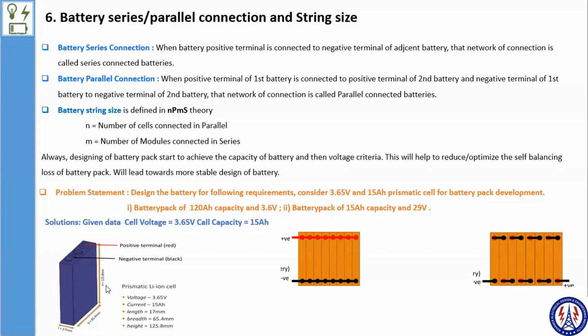Now, what is the input they have shared with us? Voltage 3.65, capacity 15 Ah, and they have stated the physical dimensions: length, breadth and height 17 mm, 65.4 mm, 125.8 mm accordingly. Do you have calculators with you?